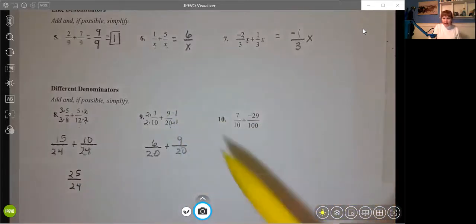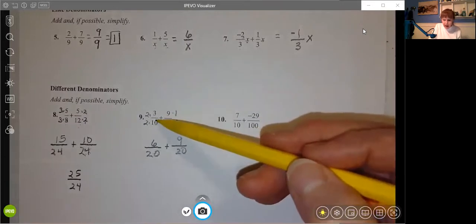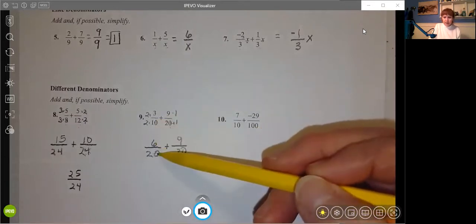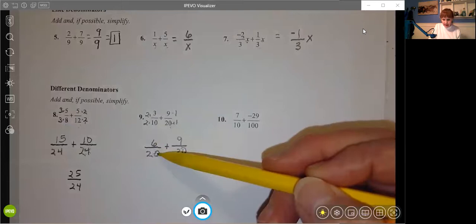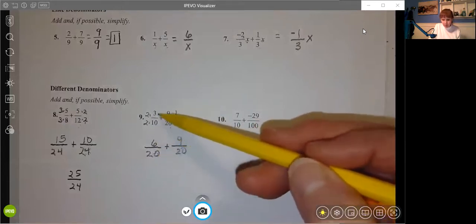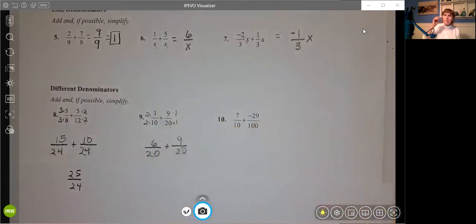So 3/10 is the same size as 6/20. Just like our 1/3 is the same as 2/6. But now I have the same size pieces, so I can add these together. So if I have 6/20 and I add 9/20, you're going to get 15/20.